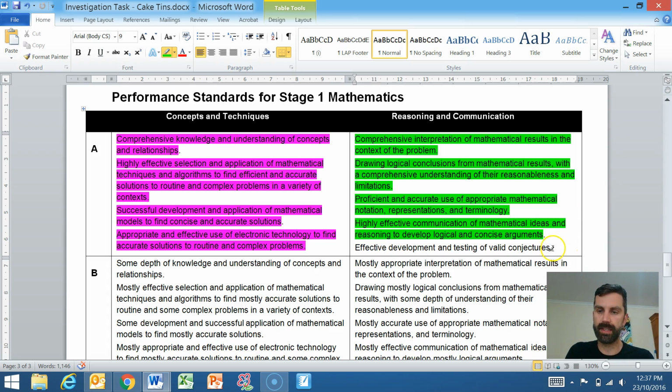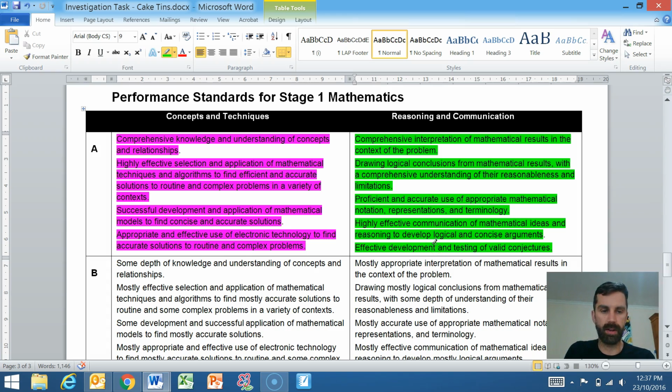And then this very last one here, effective development and testing of valid conjectures. Well, this assignment's all about making conjectures. So this means they need to be valid. They need to be conjectures that make sense. And your development and testing of the conjectures needs to be effective. So this means you've tried lots of different combinations to show that the conjecture appears to be true. And so you've tested it. Okay, so I hope that helps.